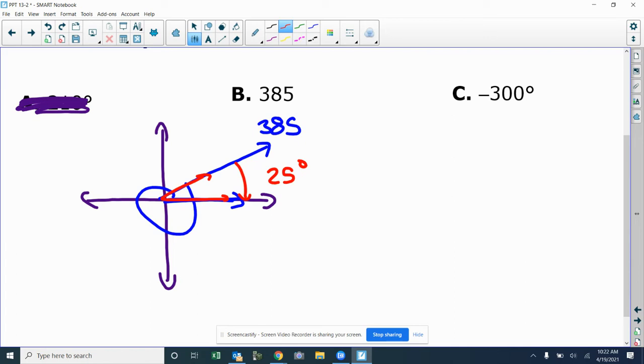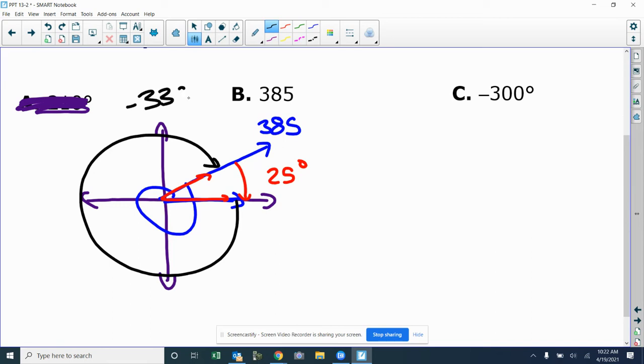What would be co-terminal? Coming this way to that 25, what would be co-terminal? Negative 335. Yeah, that's what goes with that. If I add 360 to 25, what do I get? 385.